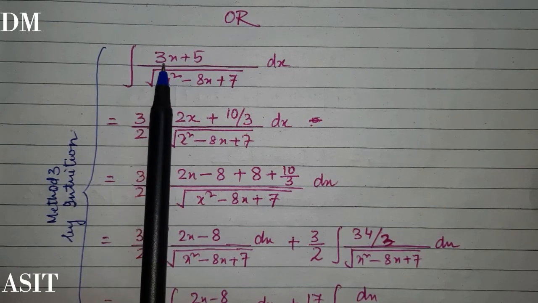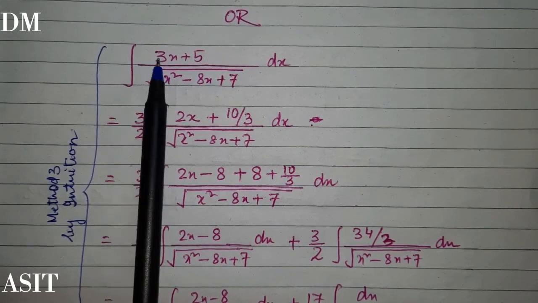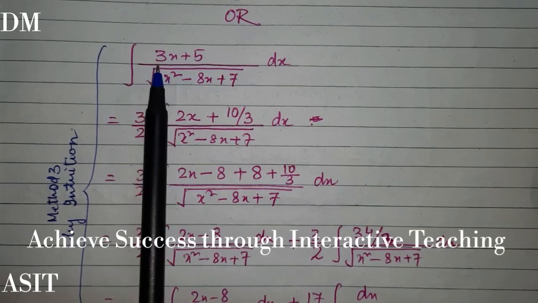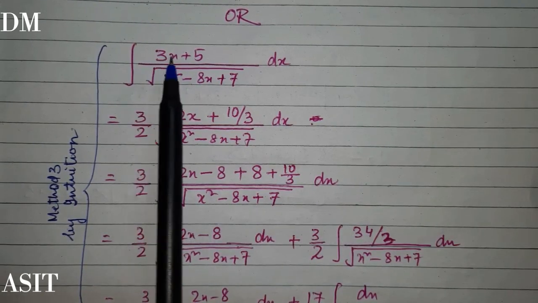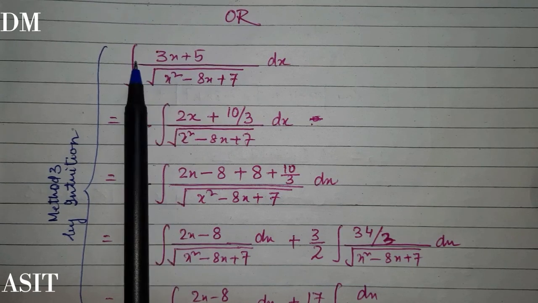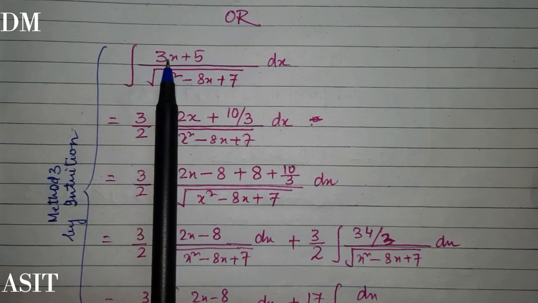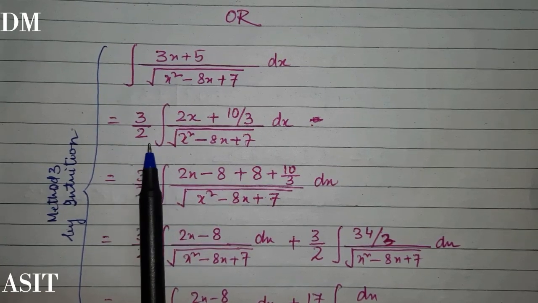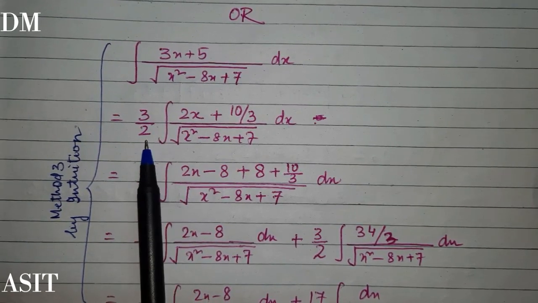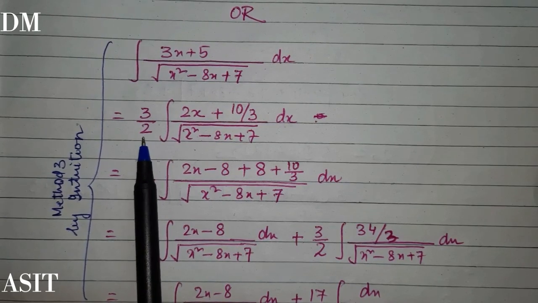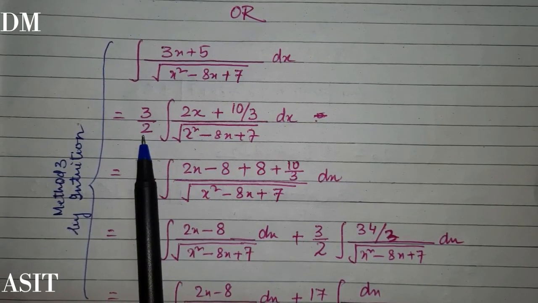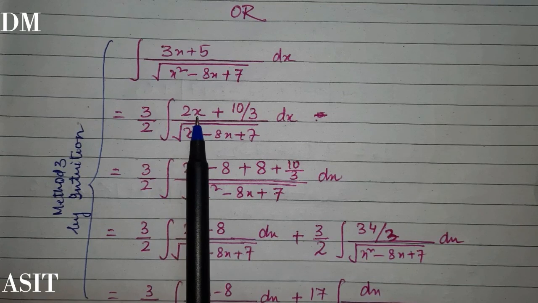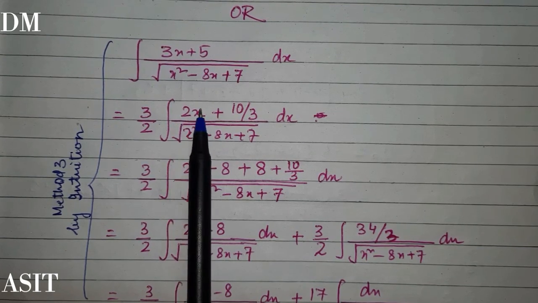To adjust this, 3 is already taken common. Now we need to multiply 2. Multiplying 2 is the extra one; taking 3 common is not the extra one, but multiplying 2 is. So this extra one we need to take out, which means we need to divide by 2. So 3 by 2 times this should equal 2x. So first we got 2x.